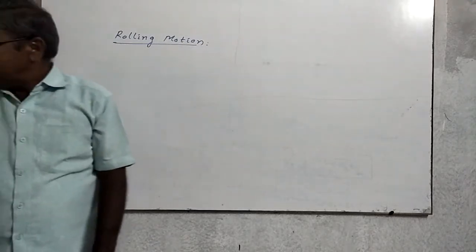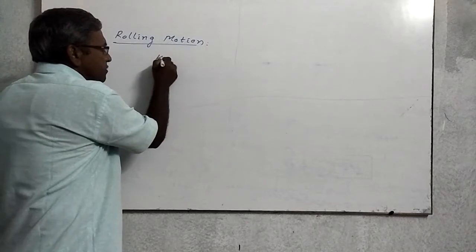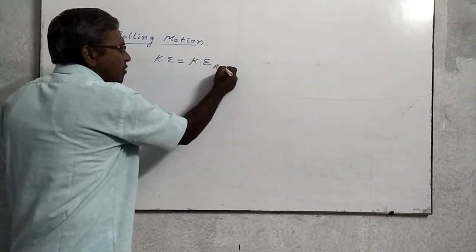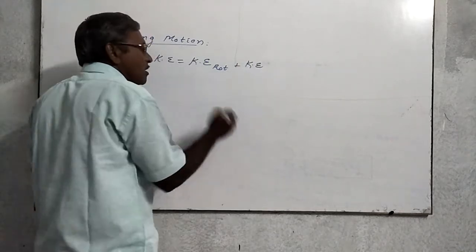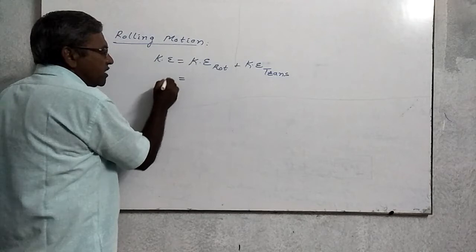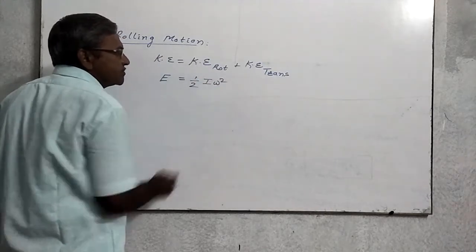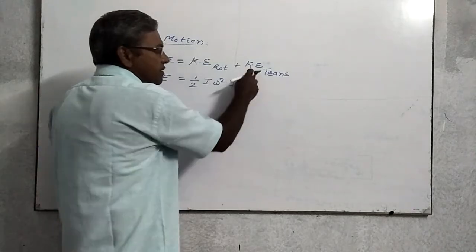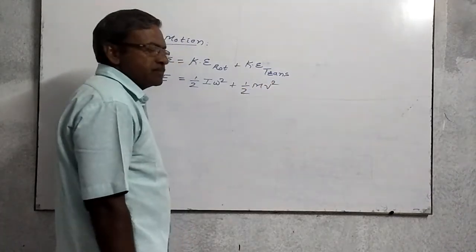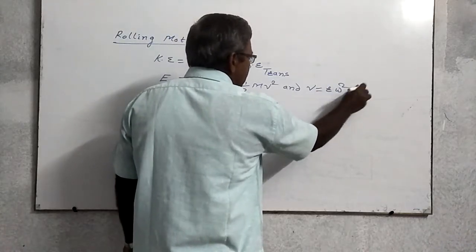So in that case, when we consider the total kinetic energy of the body in a rolling motion, we can have the equation KE rotational plus KE translational. By definition, let this be equal to E. So that is 1 half I omega square plus, for translational motion it is 1 half m v square, and this v is equal to r omega.